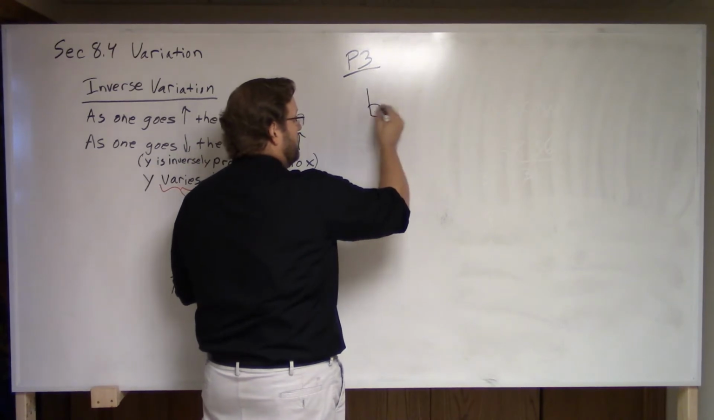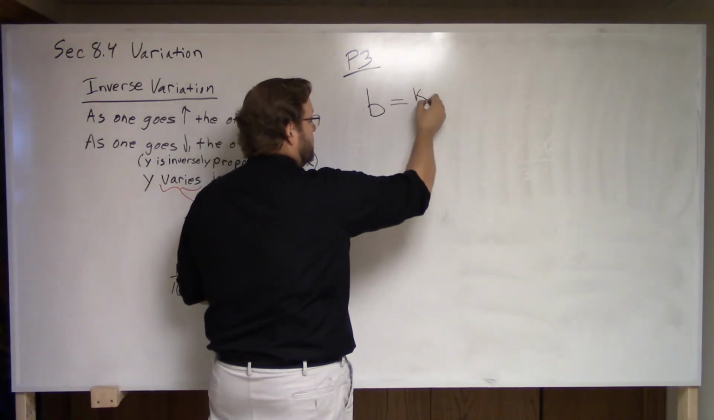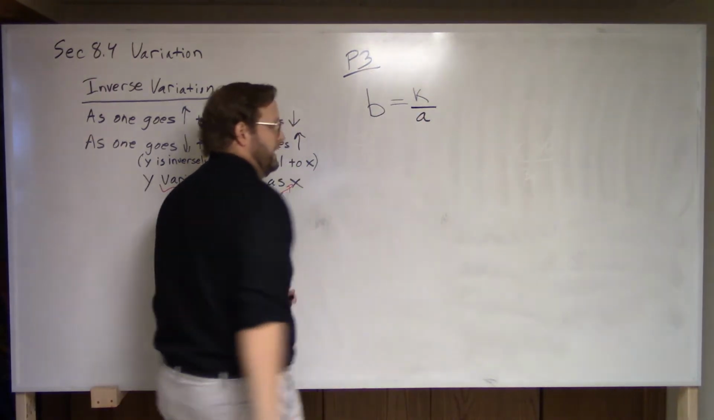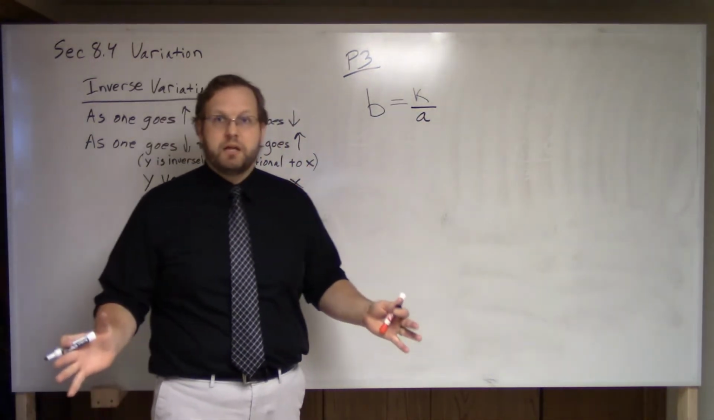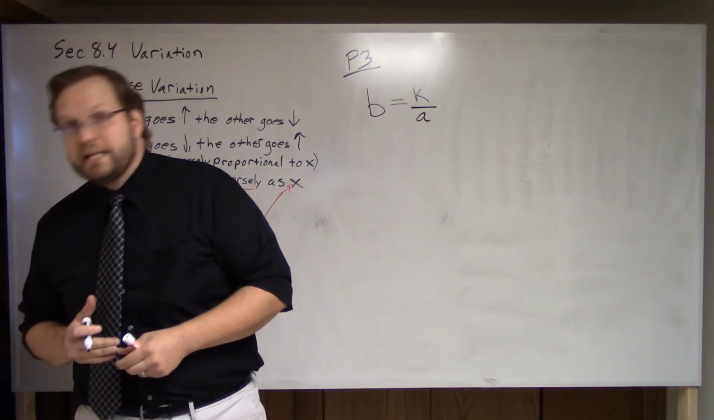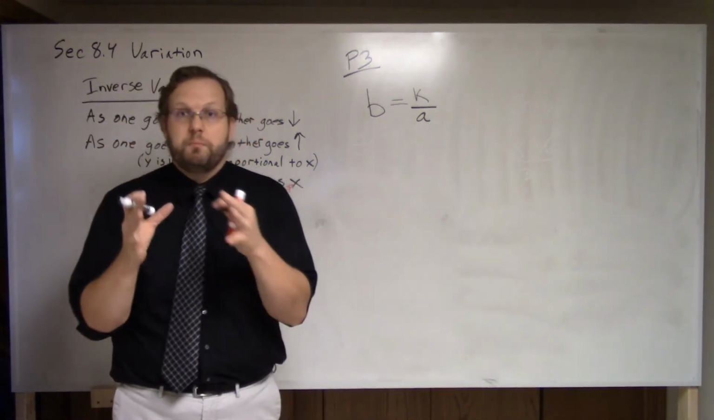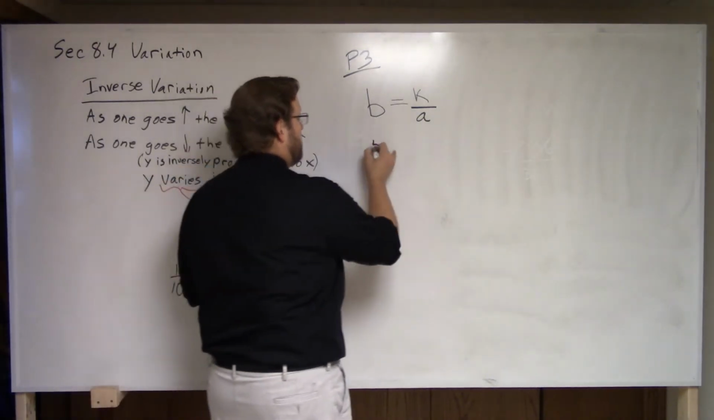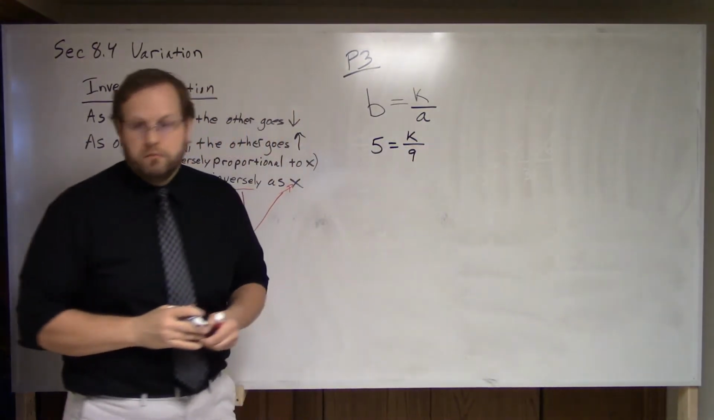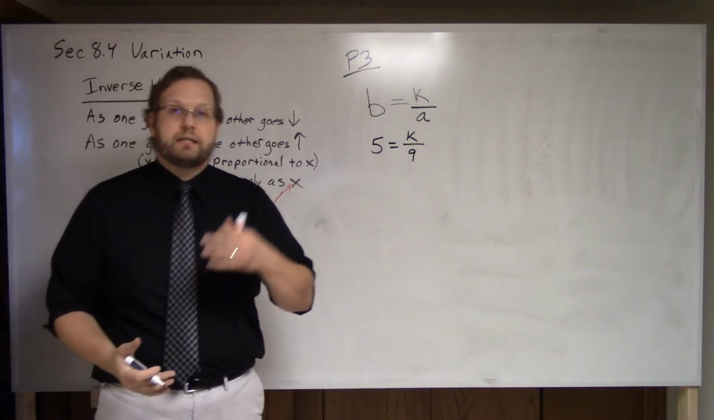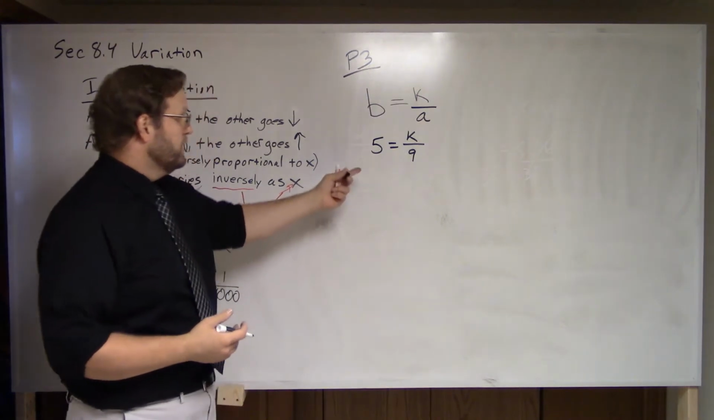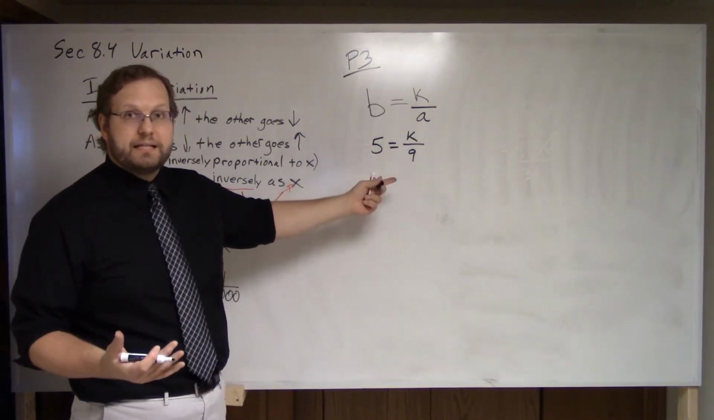B varies inversely as A. That's it. Nothing more than that. Now we read on. B is 5 when A is 9. That gives us a complete scenario. Then it says find the constant of variation and then find the variation equation. So we're left with an equation that only has K as an unknown.